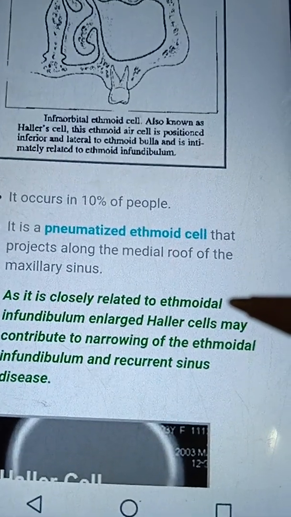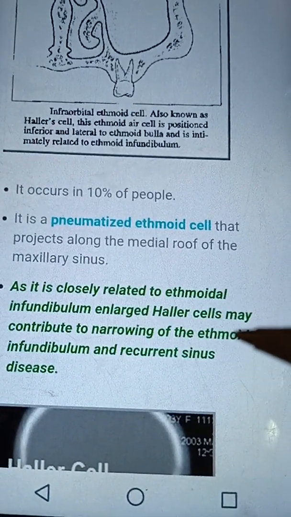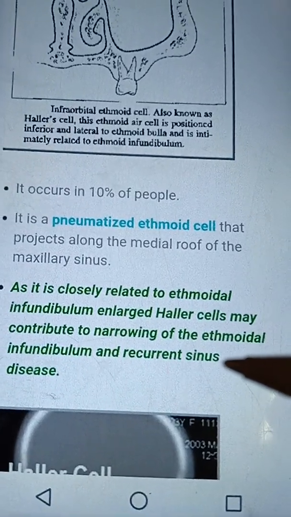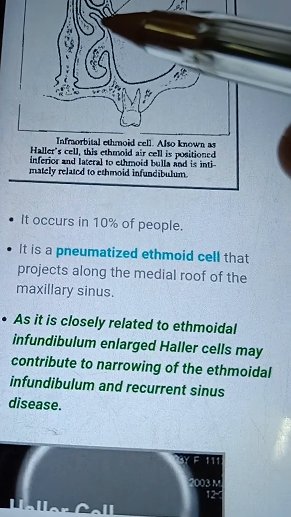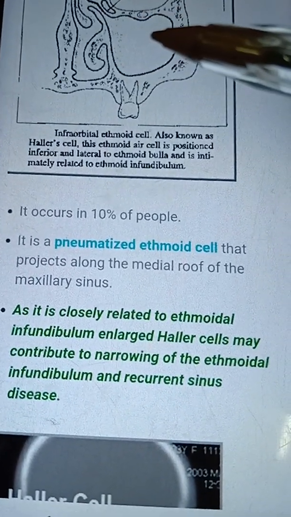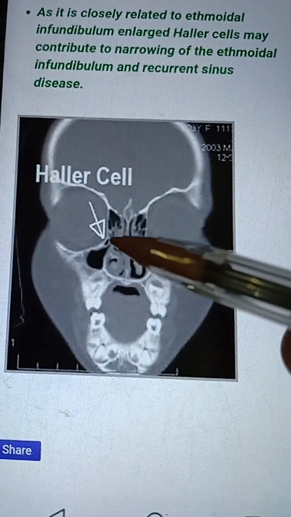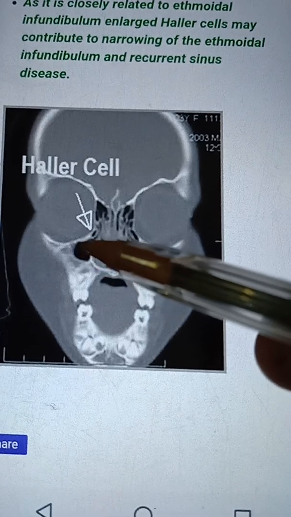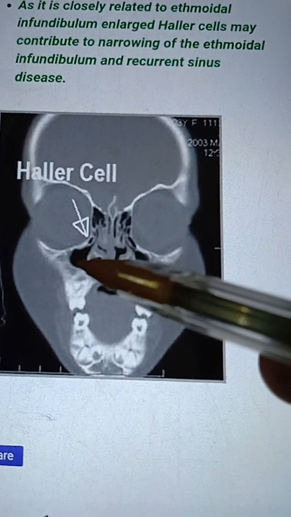Now, as it is closely related to the ethmoidal infundibulum, an enlarged Haller cell may contribute to narrowing of the ethmoidal infundibulum and recurrent sinus disease. An enlarged Haller cell will narrow the ethmoidal infundibulum and result in obstructive sinus disease. If it is enlarged, drainage outflow of the maxillary antrum is hampered, leading to chronic sinus disease.